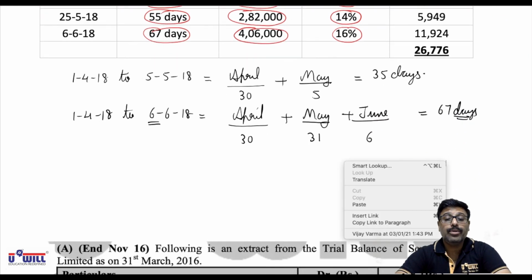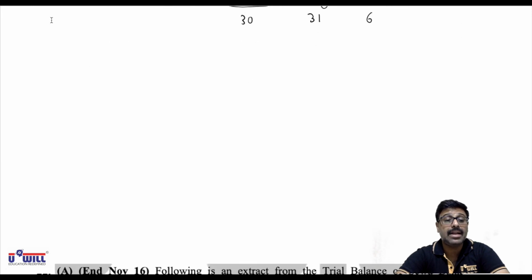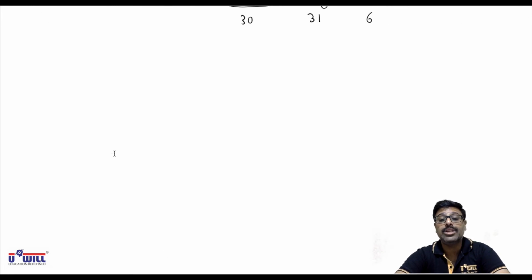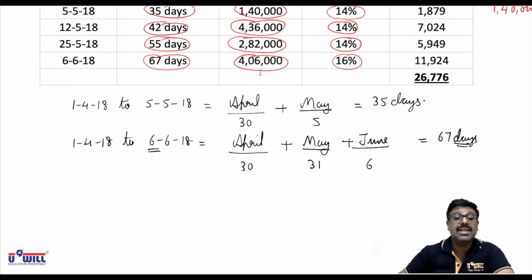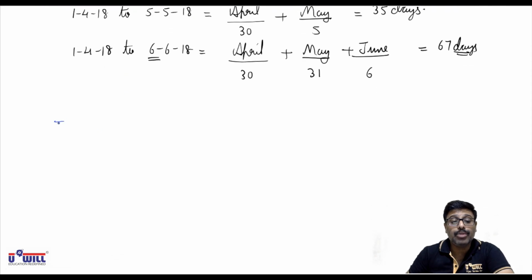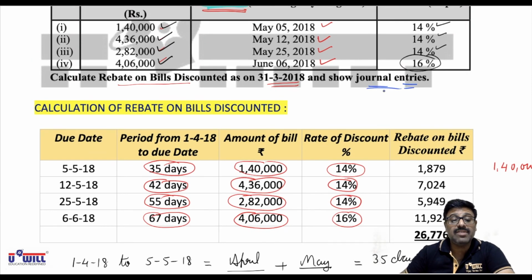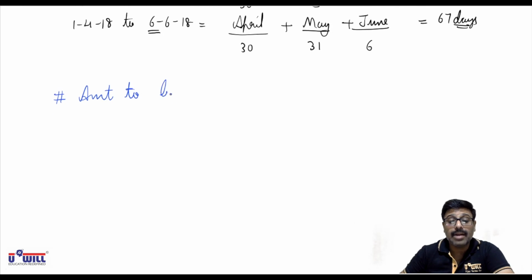Now we are asked accounting entries for the same also. Before we pass the accounting entries, we'll find the amount to be transferred to P&L account by doing the mathematical calculations, so that then we can pass the 4 journal entries directly at one place. So first, give the heading amount to be transferred to P&L account, and then we will pass the journal entries.